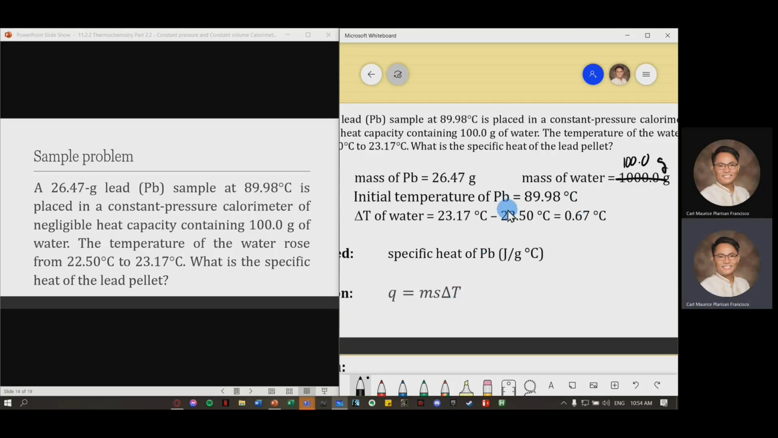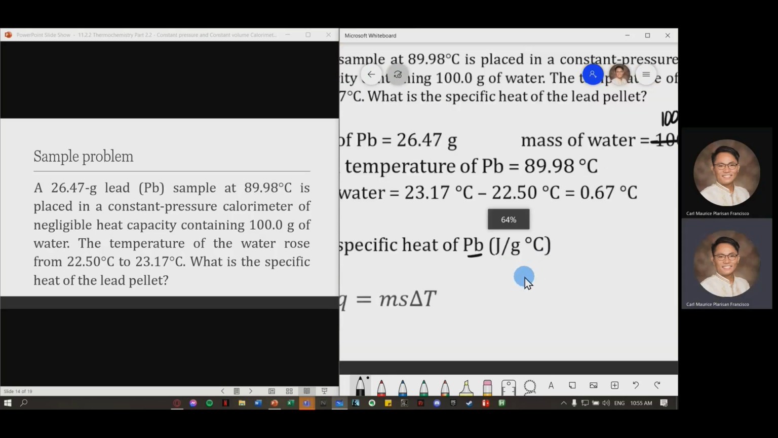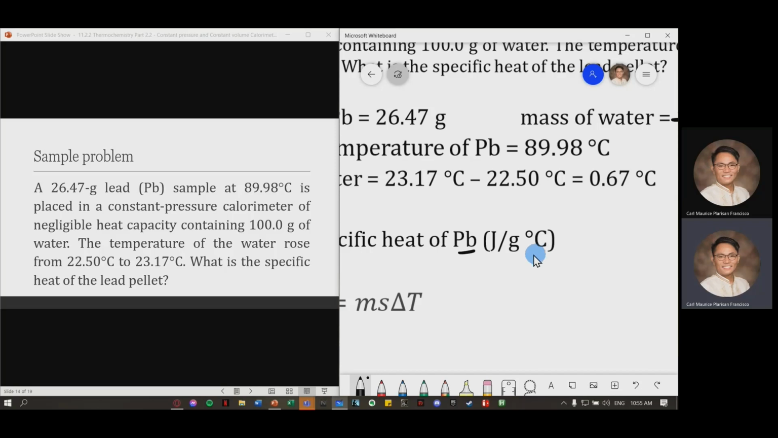And then our initial temperature is 89.98 degrees Celsius. Initial temperature of lead, as mentioned by the given. And then the change in temperature of water is 23.17 degrees Celsius minus 22.50. Final minus initial temperature, you have 0.67. And then the requirement, according to the problem, is a specific heat of lead. And if you remember correctly, the unit for specific heat is joule per gram degree Celsius. So that means, as we end the calculation, this is supposed to be our final unit.